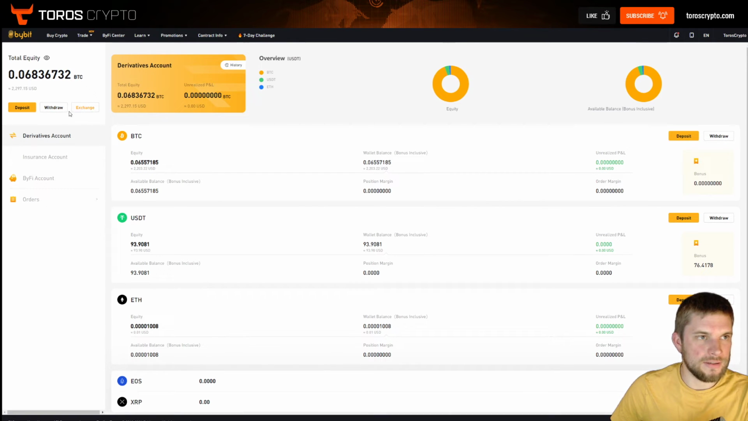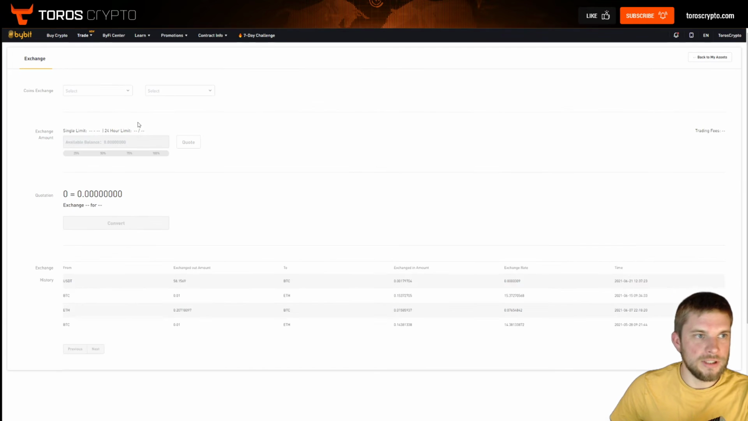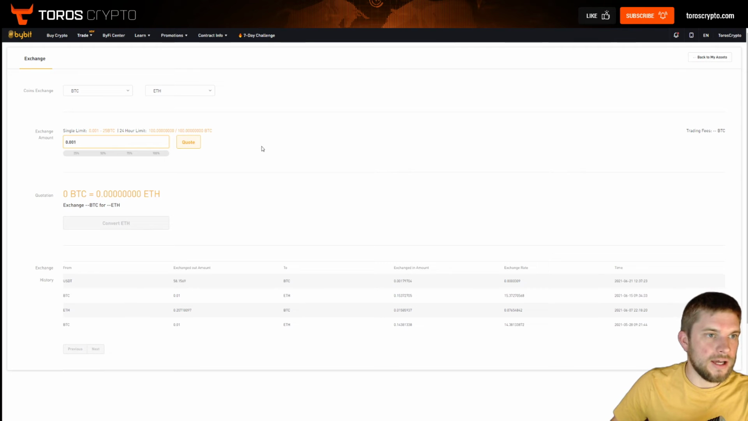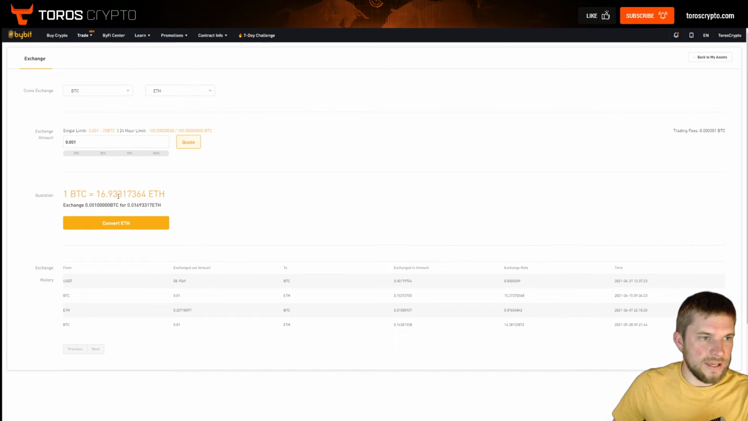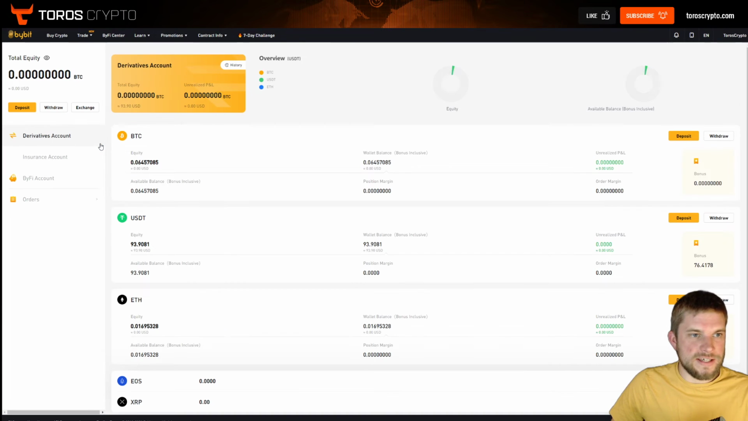So you can click on exchange here, and I can choose to go onto Bitcoin and say I want to get some Ethereum. I can say I want to buy 0.001 Bitcoin's worth of Ethereum. You can click quote on here, and then you can see that 1 BTC equals 16.9 Ethereum. So if I was to exchange this, I would receive 0.0169 Ethereum. You can click convert, and then you can go back to your assets, and you can see here now that I have this Ethereum within my account, immediately credited.